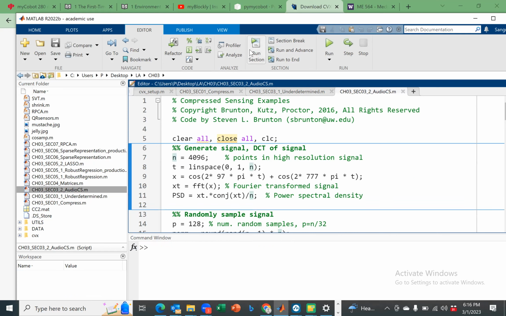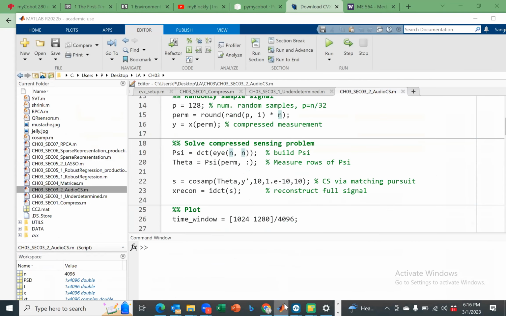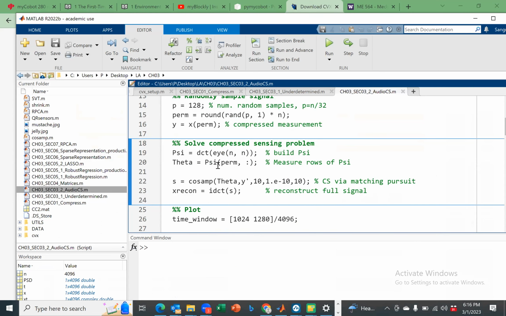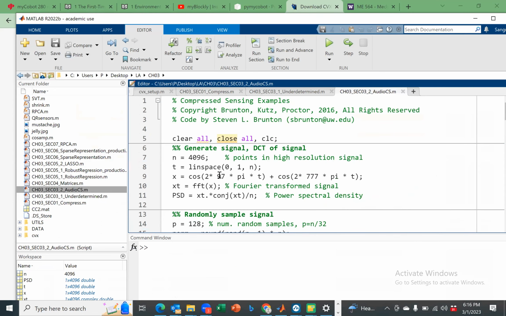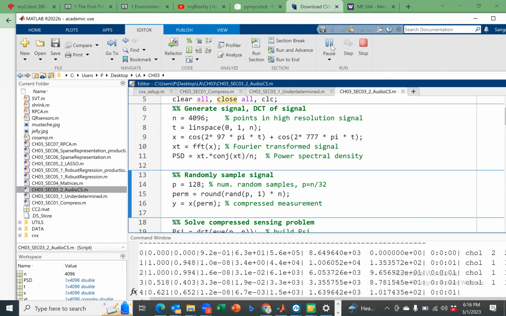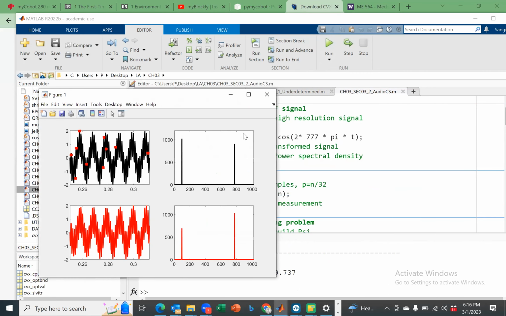So let's run this, and you will get this image. Then what I'm going to do is a random sampling of the signal. And after random sampling, I'm going to solve the sparsity problem to get the sparse representation.